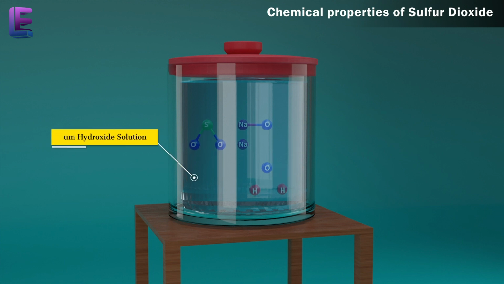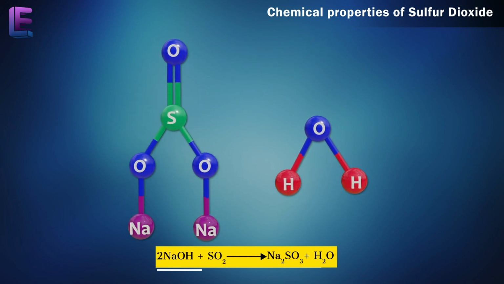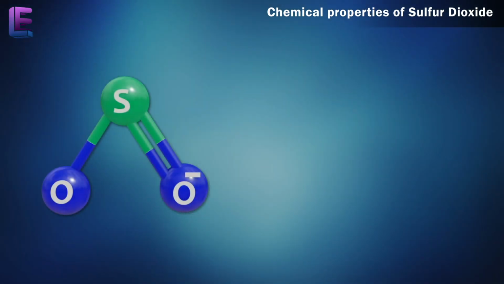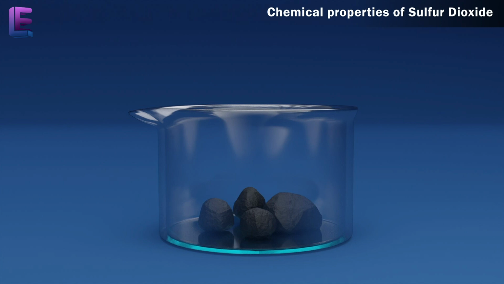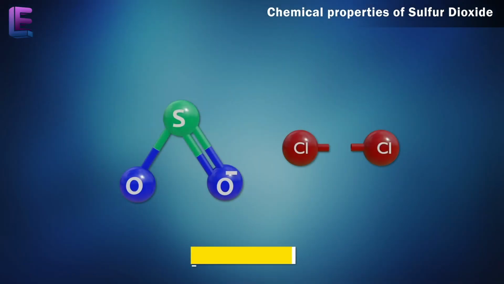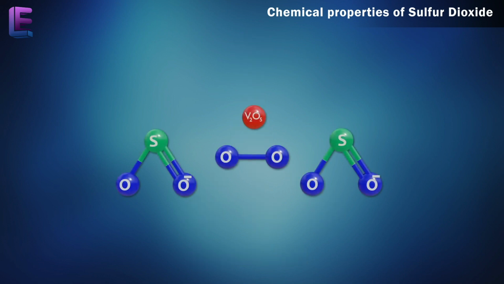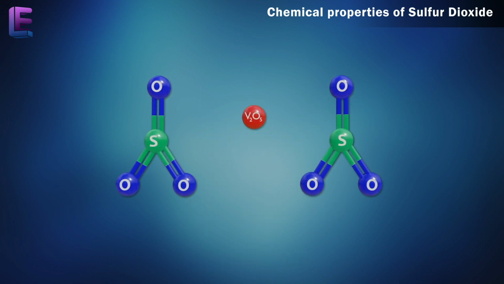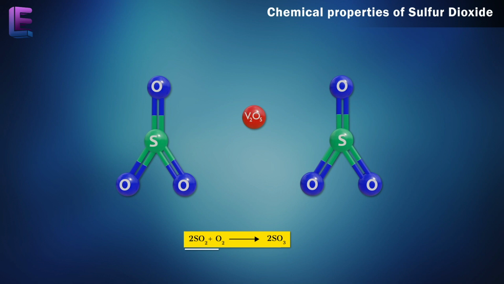It reacts readily with sodium hydroxide solution, forming sodium sulfite. 2NaOH plus SO2 gives rise to Na2SO3 plus H2O. In its reaction with water and alkalis, the behavior of sulfur dioxide is very similar to that of carbon dioxide. Sulfur dioxide reacts with chlorine in the presence of charcoal, which acts as a catalyst, to give sulfuryl chloride. SO2 plus Cl2 gives rise to SO2Cl2. It is oxidized to sulfur trioxide by oxygen in the presence of a vanadium oxide catalyst. 2SO2 plus O2 gives rise to 2SO3.